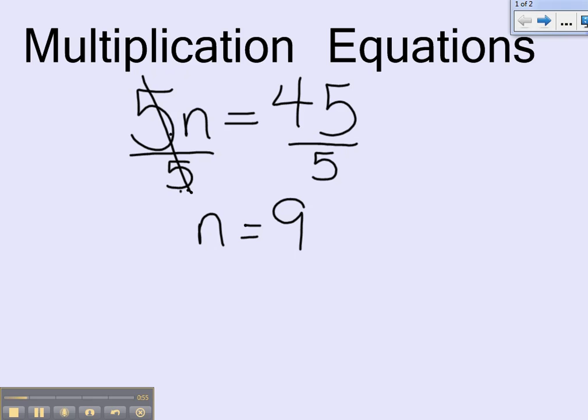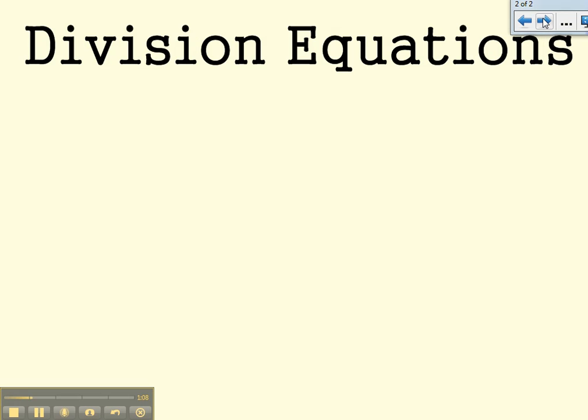If I plug that back in my original equation to check, I'm going to have 5 times 9, and that equals 45. So this checks out. Now let's talk about division equations. Again, division and multiplication are inverse or opposites of each other. So they're going to undo each other in different equations.